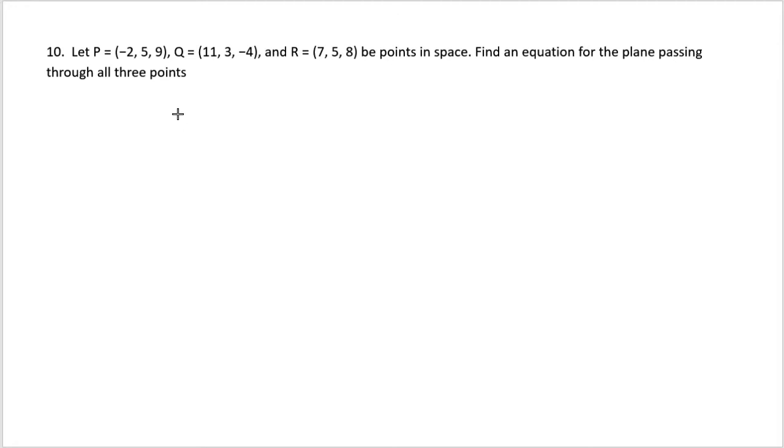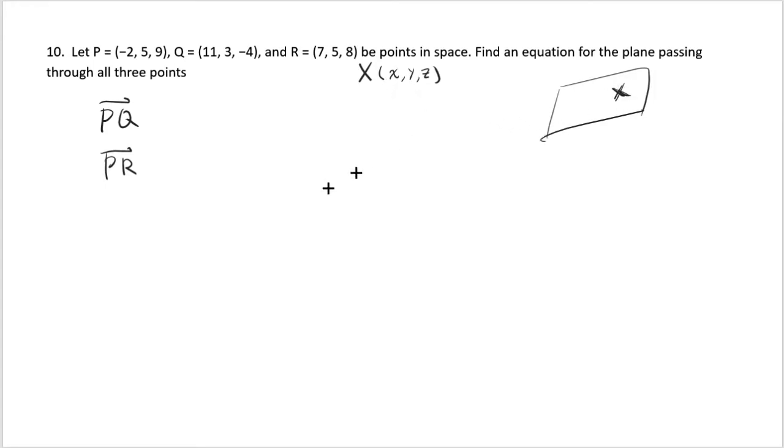So the approach I have is, first think about the vectors PQ and PR, and then let me talk about another point which I will call X, and X is the point (x, y, z). I'm really thinking of this point X as some random point on the plane. Okay, any point on the plane. So let's talk about PX.